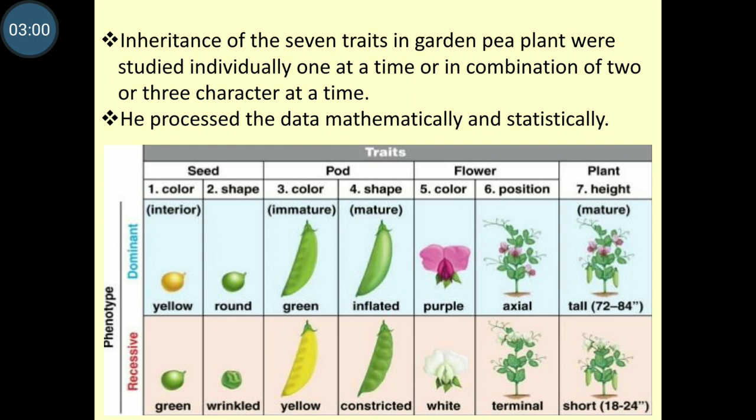First one is color, second is shape, third is again color of pod, then fourth one is shape of pod, then fifth is color of flower, then sixth is position and seventh is height. So inheritance of 7 traits in garden pea plant were studied individually, one at a time or in combination of 2 or 3 characters at a time. He processed the data mathematically and statistically.